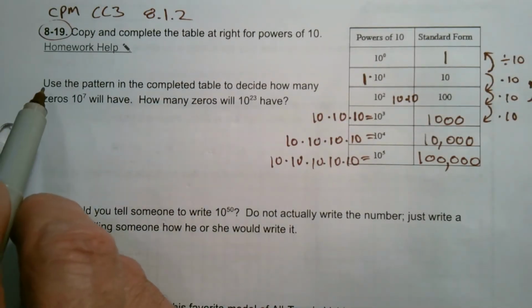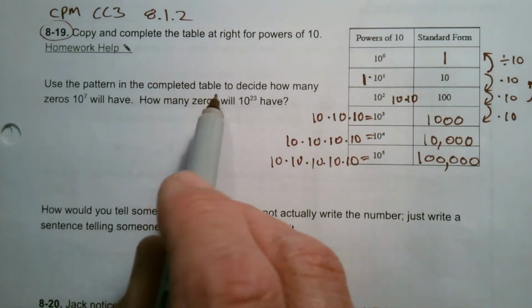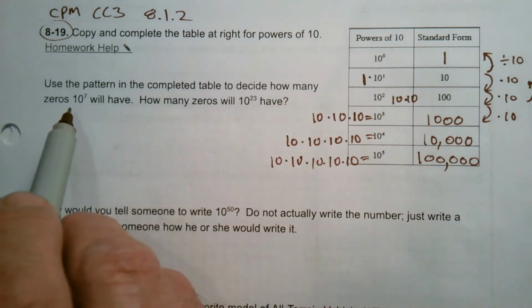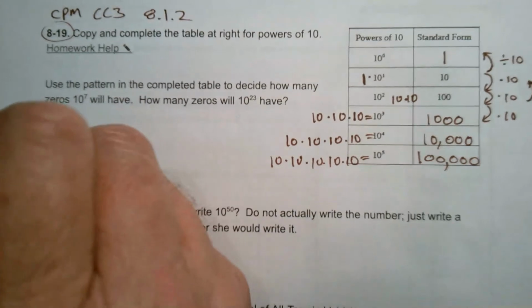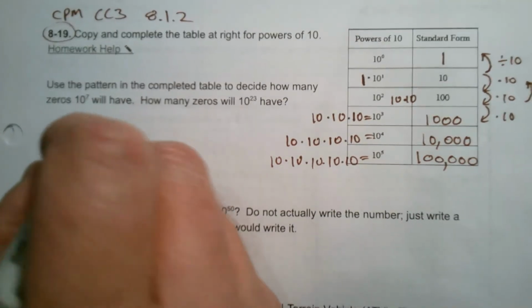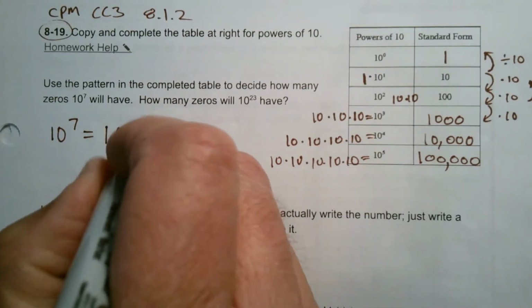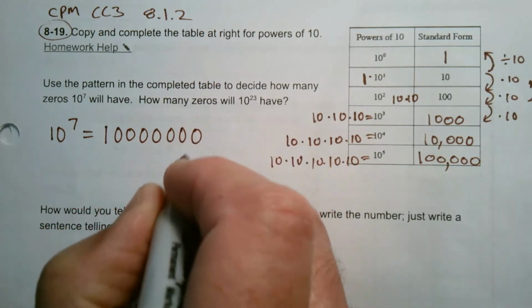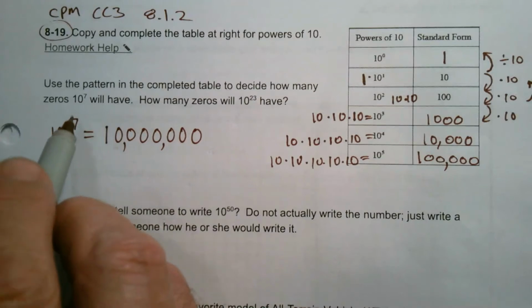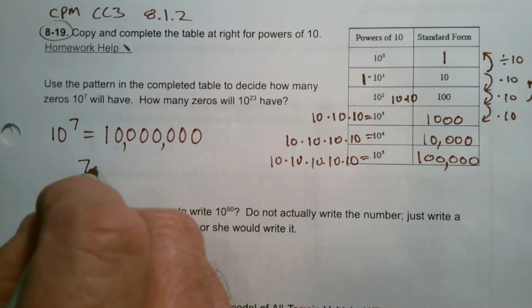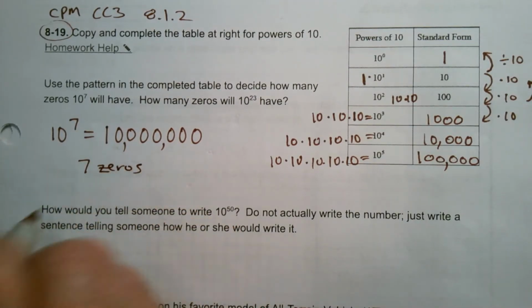All right. Use the pattern in the completed table to decide how many zeros 10 to the 7th would have. Based on our pattern, 10 to the 7th is equal to 1 and 1, 2, 3, 4, 5, 6, 7 zeros. You put commas after every 3. So 10 million would have 7 zeros. 10 to the 7th has 7 zeros.